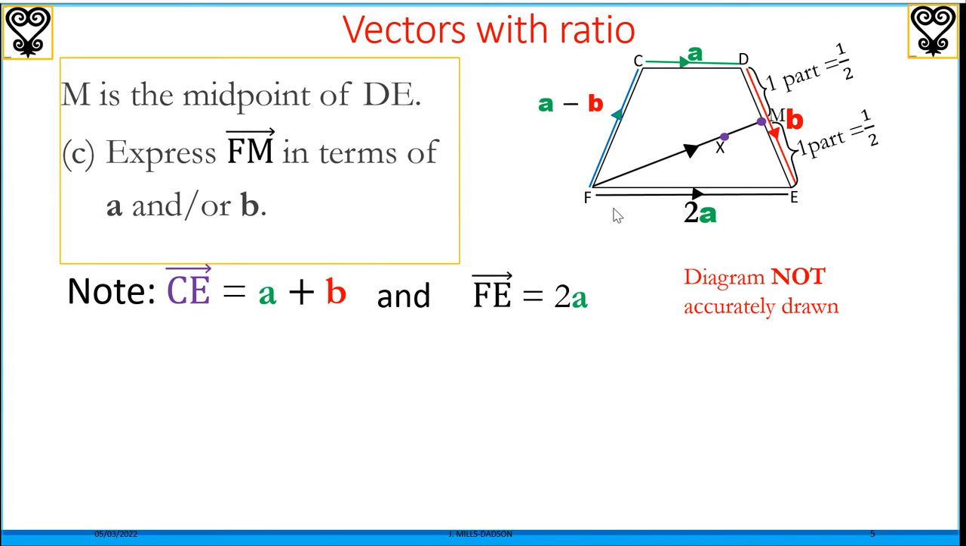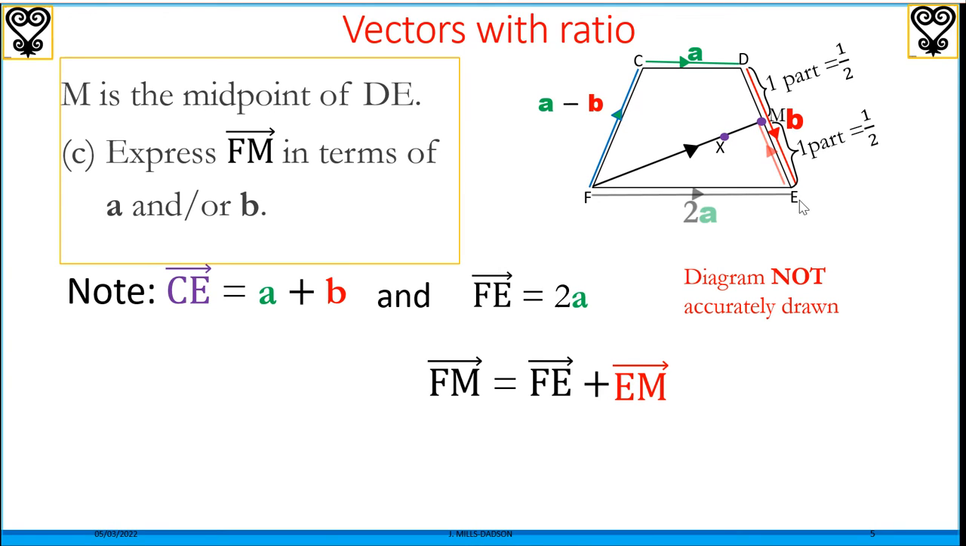To work out FM, you can decide to go vector FC plus vector CD plus vector DM, or vector FE plus EM. I'm going to choose vector FE plus EM because I want to explain something here. So my FM will be equal to FE, which is 2A, then plus EM. Now, I know FE as 2A, but EM is half of vector ED. Remember, I was only given vector DE as B.